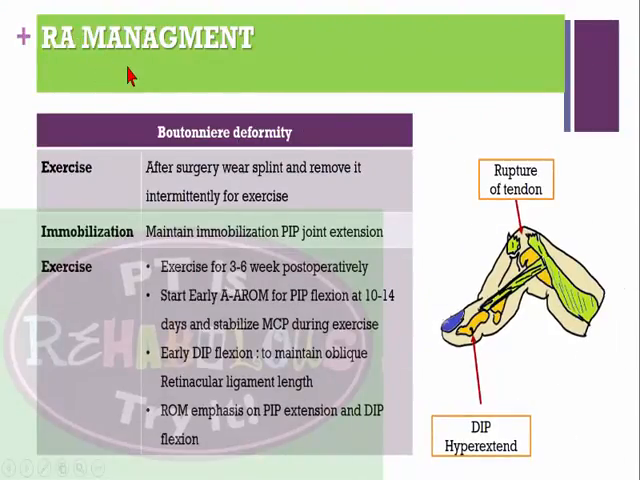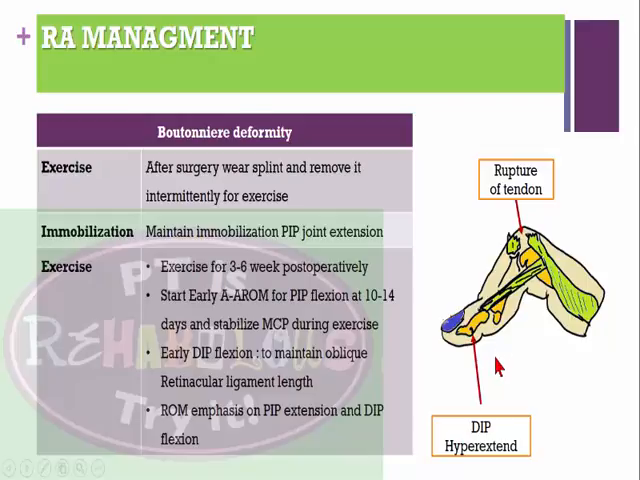Let's see rheumatoid arthritis, Boutonniere deformity management. Immobilization: maintain immobilization of your proximal interphalangeal joint in extension. Here we can notice that the distal interphalangeal joint is hyperextended, and after the surgery we have to do exercise and wear the splint, removing it intermittently for exercise. First we have to start exercise after 3 to 6 weeks post-operatively.